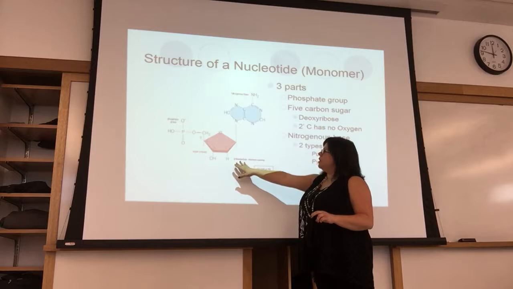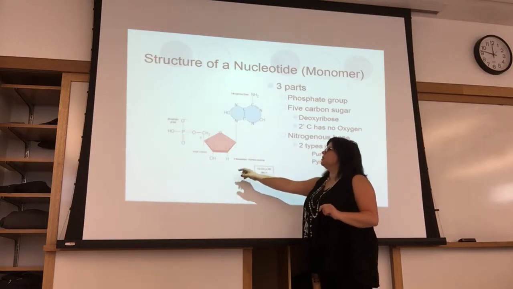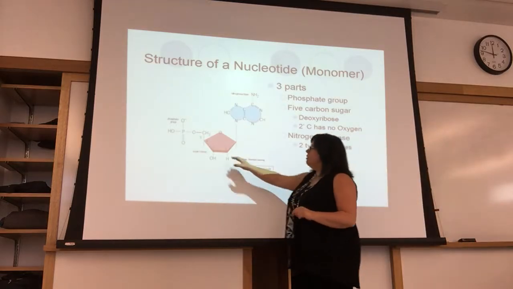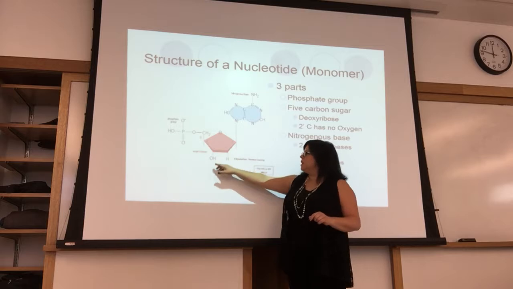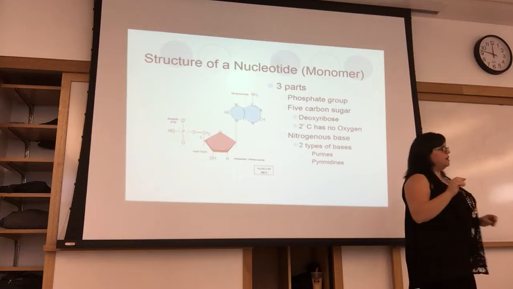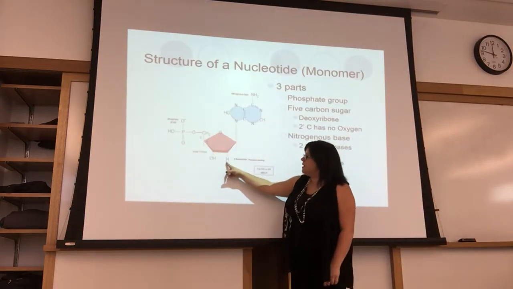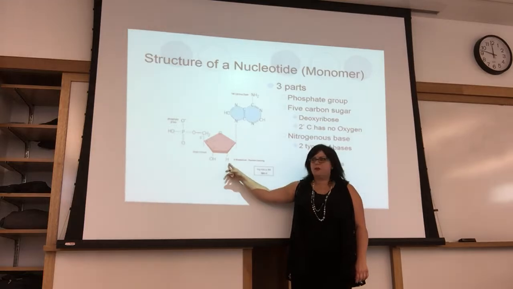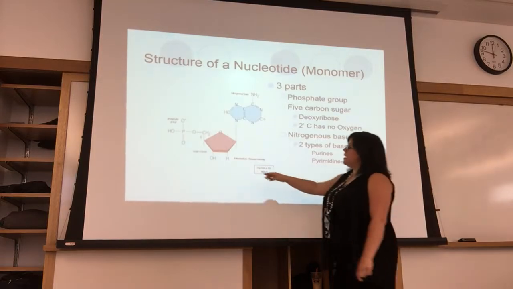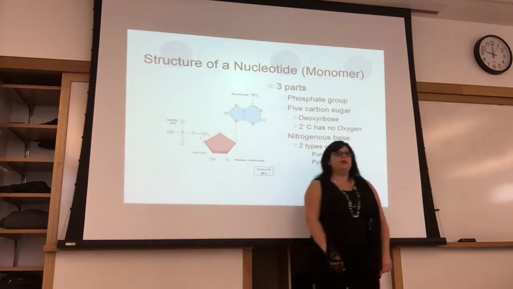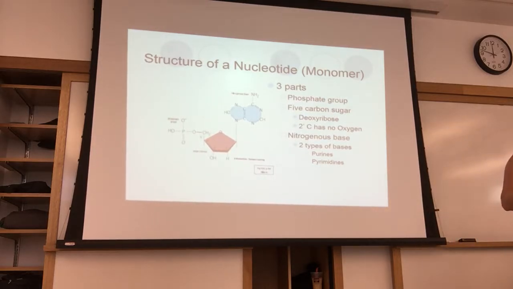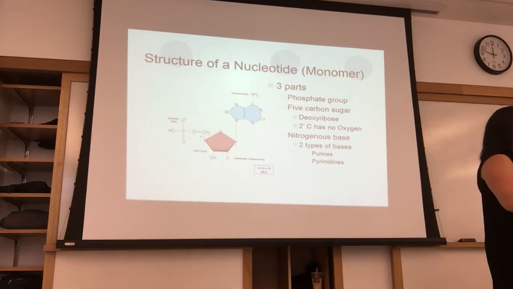What I want to point out to you with this particular slide is the sugar. I had a question on this, I think, in recitation. Here's the sugar. The sugar has a hydroxyl group right here on the 3rd carbon. And on the 2nd carbon, there is not a hydroxyl group. There's just a hydrogen atom attached to that carbon. This is a way for you to distinguish between the 2 types of monosaccharides, the 2 simple sugars, deoxyribose and ribose.